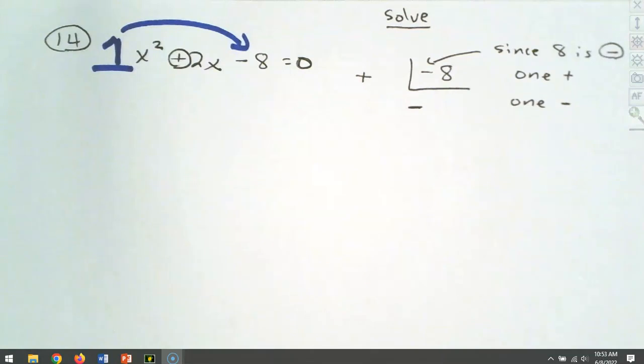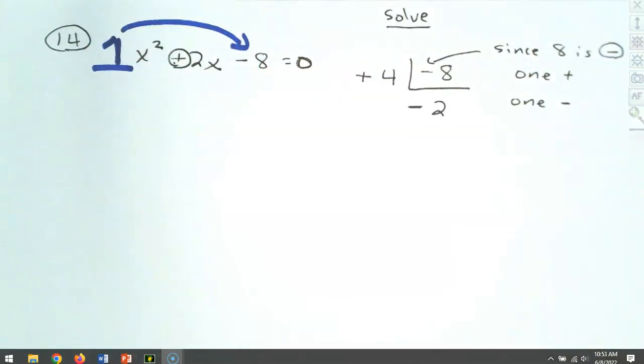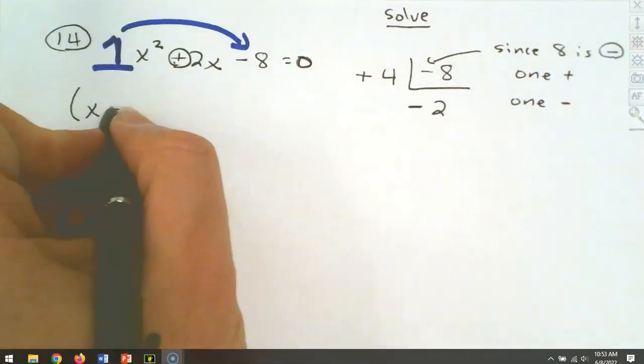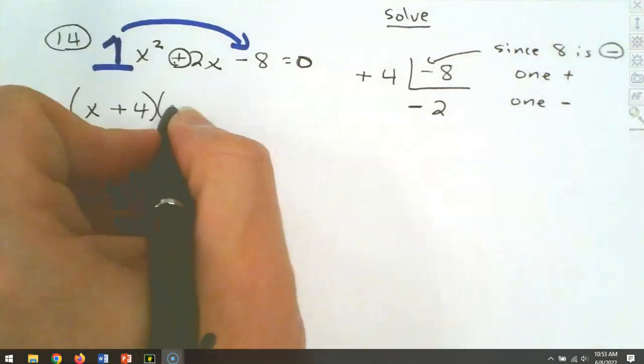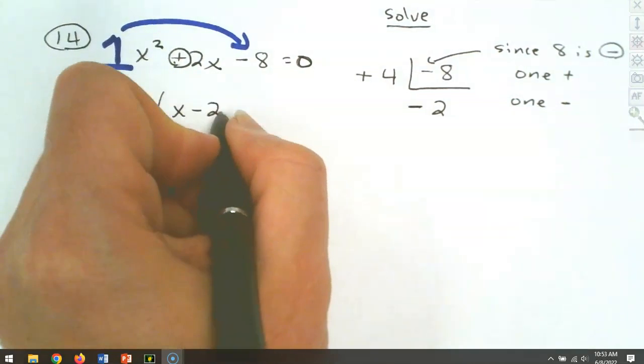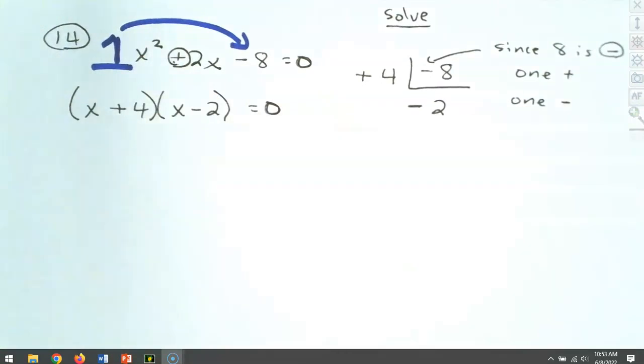Yep, we need a 4 and a 2, right? We need a positive 4, because that's our larger one, sign in the middle, negative 2. Now, because we have this 1, we can jump to our factors. So that's going to be x plus 4, let me say it correctly. x minus 2 equals 0. And now the hard part is done.